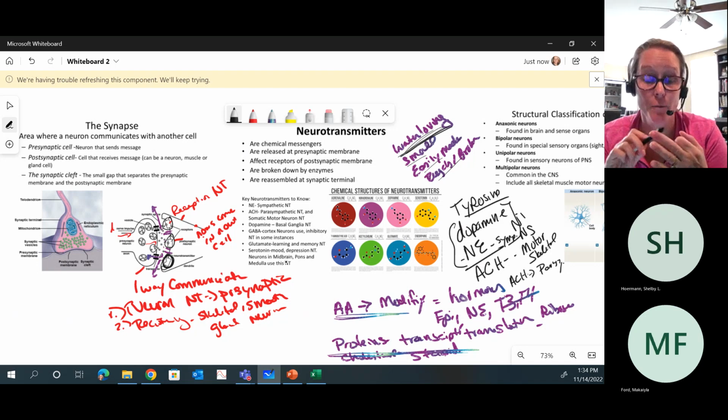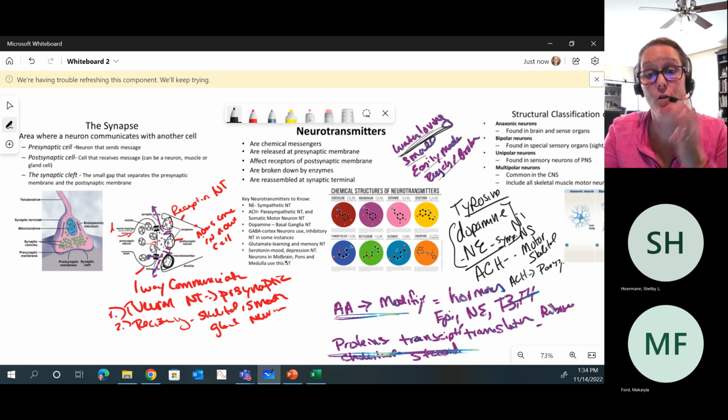Okay. So again, we don't have to learn all of them, but we do know that norepinephrine and epinephrine and dopamine, they come from tyrosine. And we know norepinephrine and epinephrine as a group of hormones are known as your catecholamines. Okay. We know acetylcholine is big in your somatic motor neurons telling skeletal muscles to contract. And we know acetylcholine is also a big thing in our parasympathetic system.